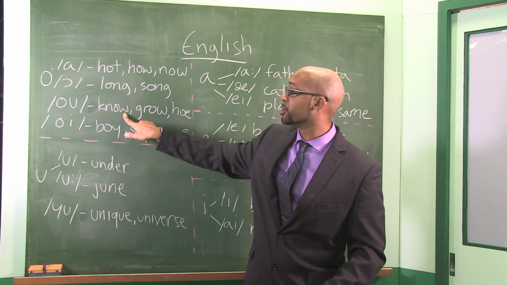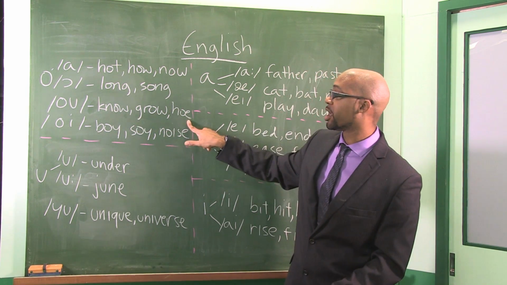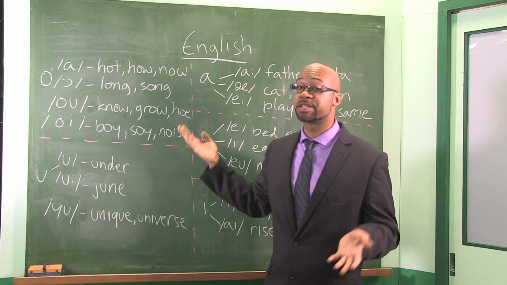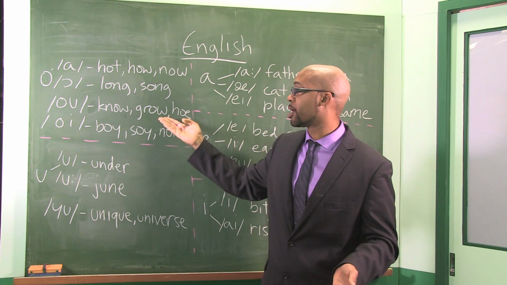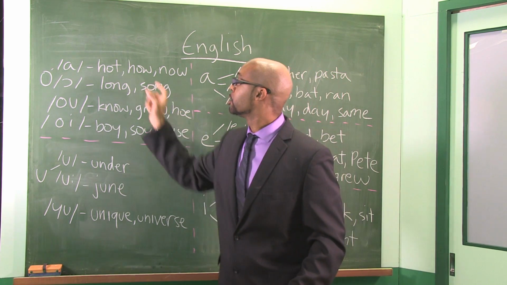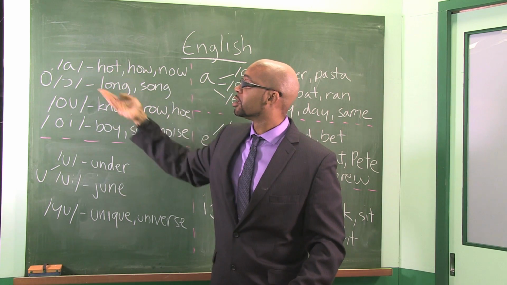If there's a W, or, again, we use the letter E, you know it's the long sound, the O sound. Okay? Or the short sounds are A and A.